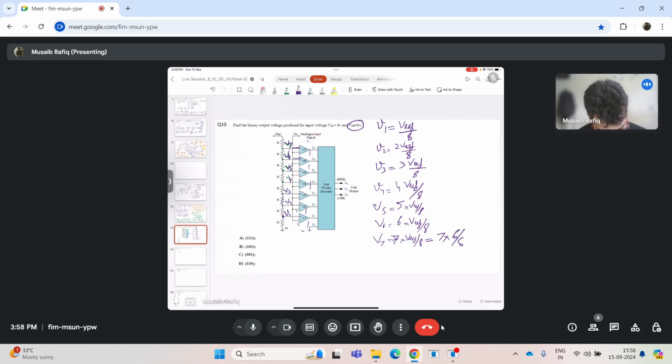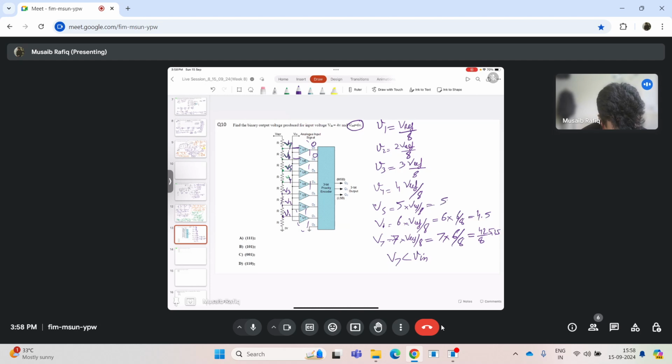7 times 6 by 8 is equal to 42 by 8, and that is equal to 5.25. So this will be 0 as V7 is greater than V in. Now this is 6 times Vref by 8, so this is 6 into 6 by 8, so this is 4.5, again greater than V in, so this will be 0.